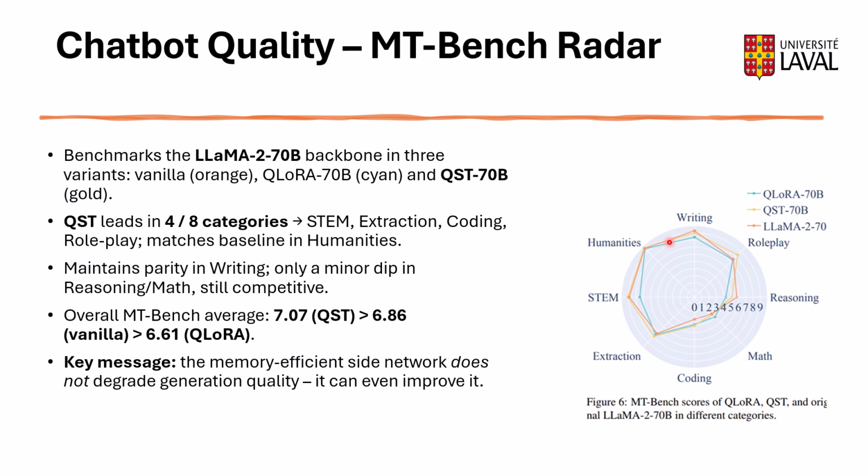coding, and roleplay. It matches the baseline in humanities and stays competitive in reasoning and math. In terms of overall score, QST achieves 7.07, higher than both Vanilla at 6.8 and QLoRA at 6.6. The key message is that the lightweight side network does not degrade generation quality, it can even improve it.